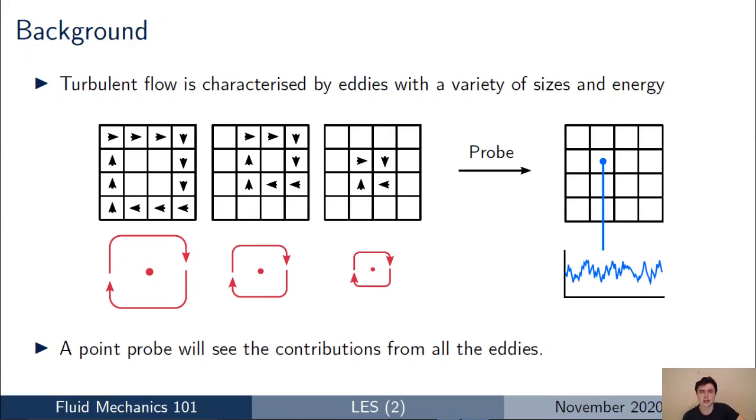That will result in a turbulent, erratic fluctuation in the signal, which you can see there in blue in the image. Of course, all of these eddies are superimposed on top of each other, so you won't necessarily be able to see all of them, but numerically, they'll all be captured in the point probe signal.